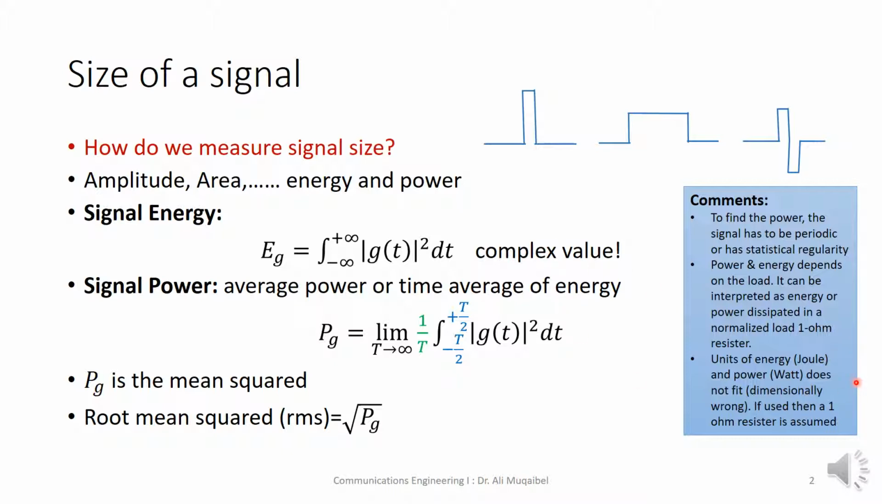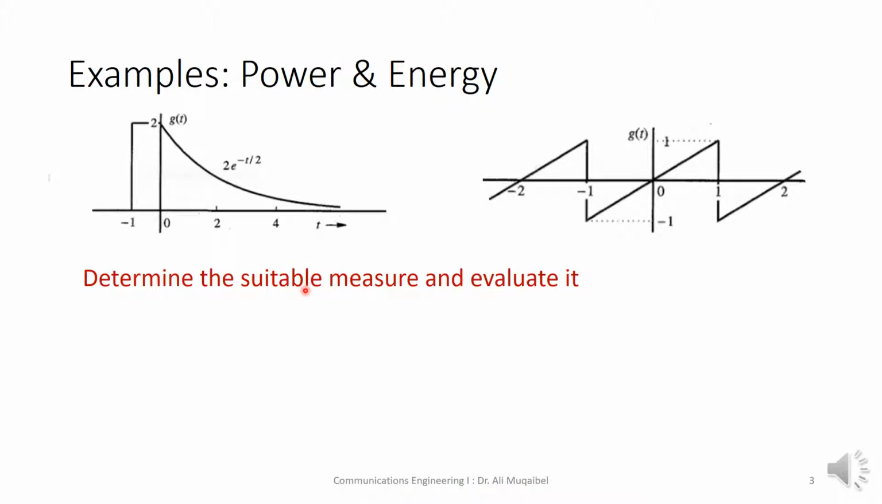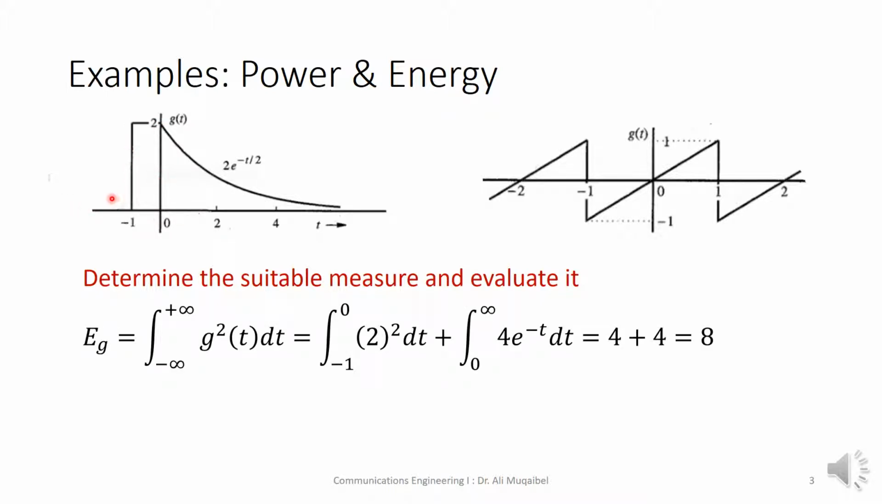The unit for energy and power is joules and watts, and some textbooks just write watts and joules. This is not very correct unless you have a load. Here are two examples where the load is 1 ohm. To find the power and energy, it says in the question, find or determine a good measure for the following two signals and evaluate it. Is it the power or energy? If you look at the signal on the left, then we can see that the area under the square of the curve is limited.